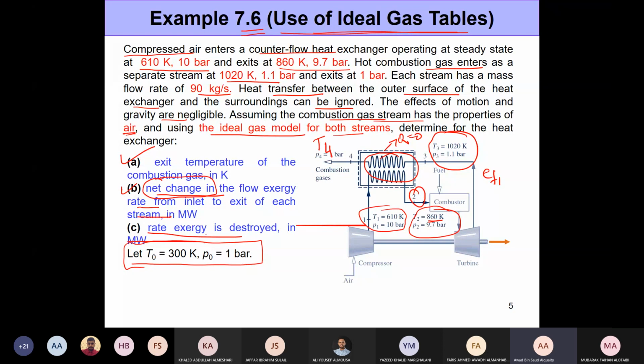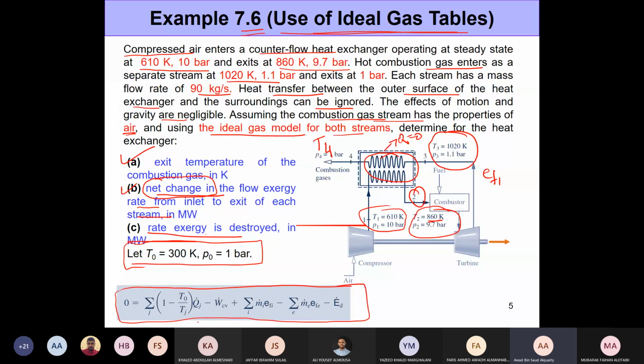This is a very interesting and practical problem that you will see in all heat exchangers. Here let us see how much exergy is destroyed, and let's see what we can do about it. Let's talk about it as we go through the solution. This is the exergy rate balance that we will have to use. Before we go ahead, one thing is pretty straightforward: there's no heat loss to the surroundings, so the first part is 0.